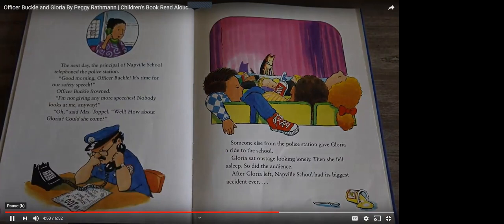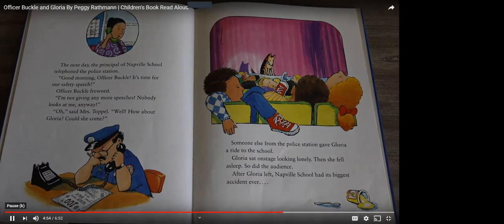The next day, the principal of Knappville School telephoned the police station. Good morning, Officer Buckle. It's time for our safety speech. Officer Buckle frowned. I'm not giving any more speeches. Nobody looks at me anyway. Oh, said Mrs. Topple. Well, how about Gloria? Could she come? Someone else from the police station gave Gloria a ride to the school.